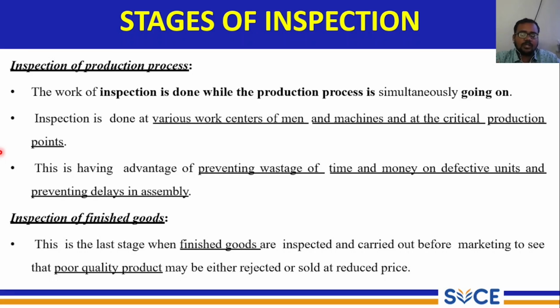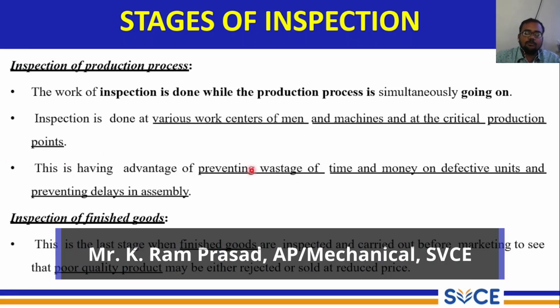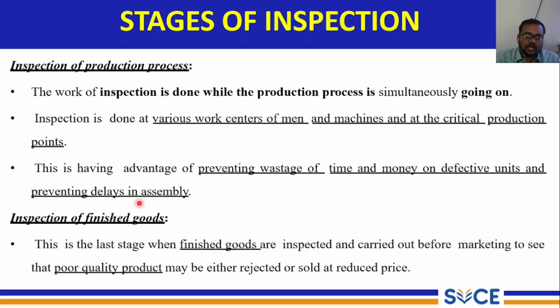So one key advantage of doing an inspection in the production process is that it helps you to prevent the wastage of time and money on defective units, and also it helps you in preventing the delays in assembly, because once the product is moving out of the production line and it is reaching the assembly line, if you find that the product is not meeting the required standard, then again all the money, all the time which has been spent on manufacturing that particular component is considered as a waste. And also there will be a delay in the assembly line because you have to wait until a good product reaches the assembly line, right?